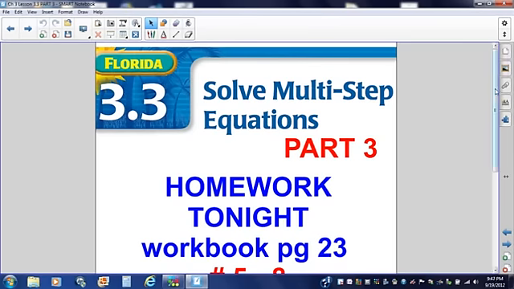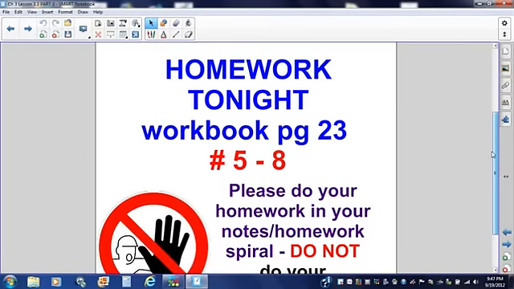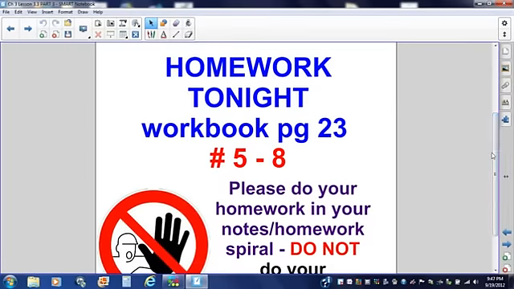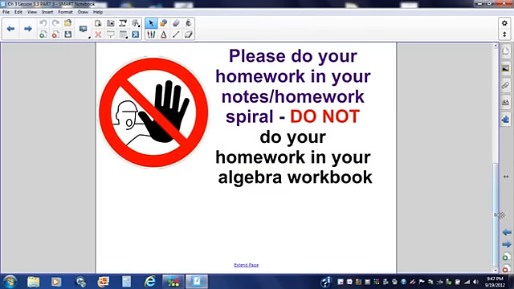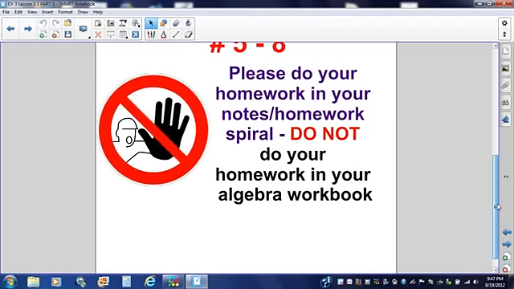But before we get to our notes, if you would, please make a note in your spiral. Tonight's homework is to do workbook page 23, problems 5 through 8. Homework tonight, workbook page 23, problems 5 through 8. Just a friendly reminder. Can't say that the crazy math teacher didn't tell you so.